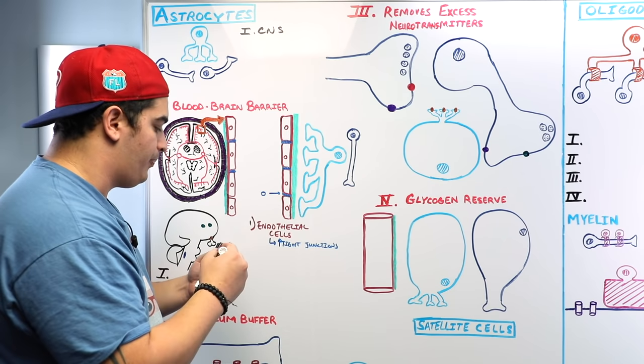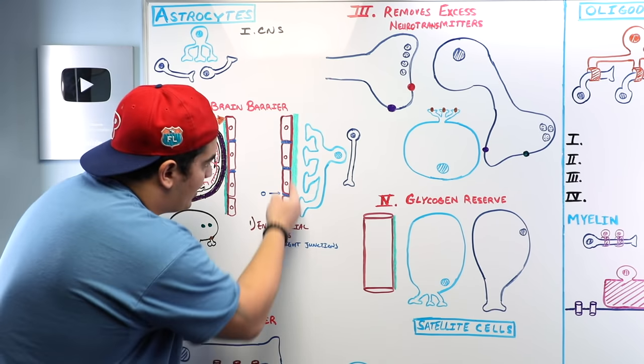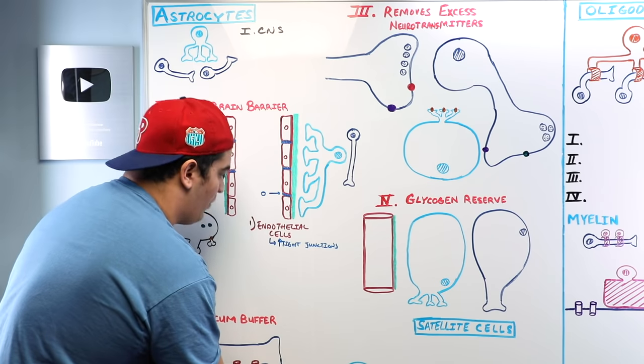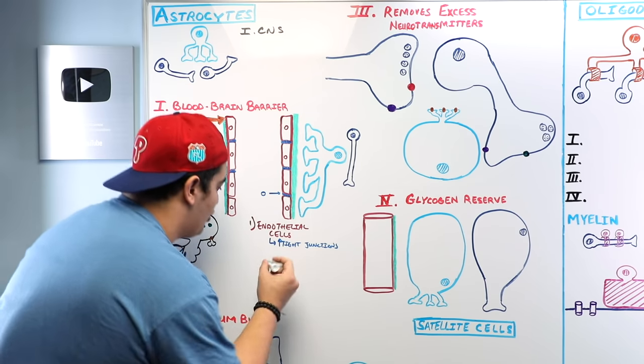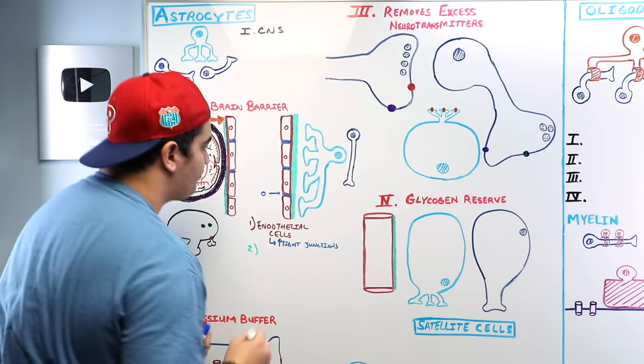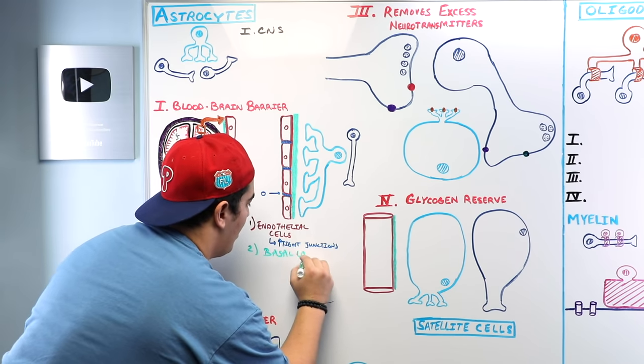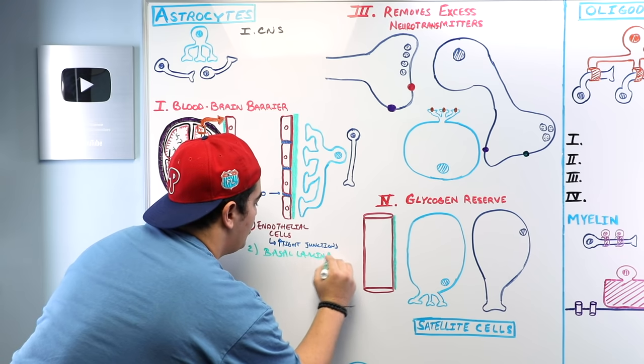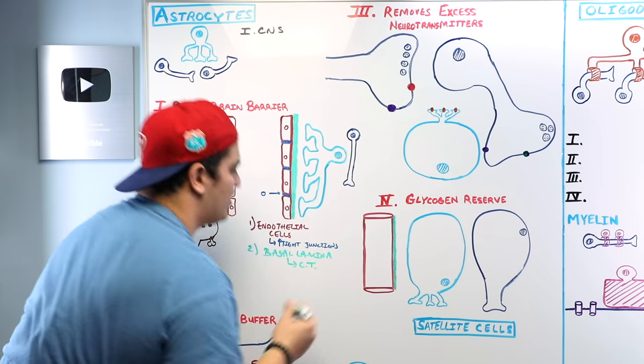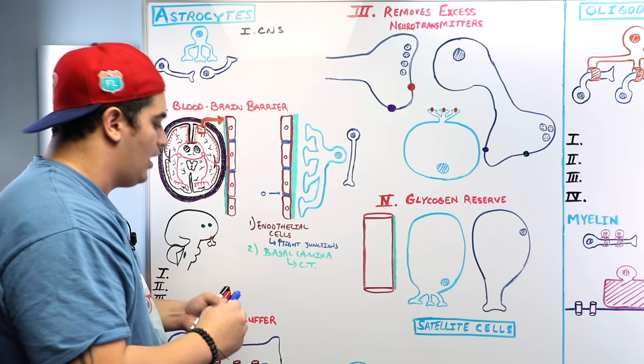That's one big thing. The second component is this green tissue here, just situated outside of that. See this green tissue here? That green tissue is called the basal lamina. And the basal lamina is just basically connective tissue. That's all it is. It's just a little bit of protein.